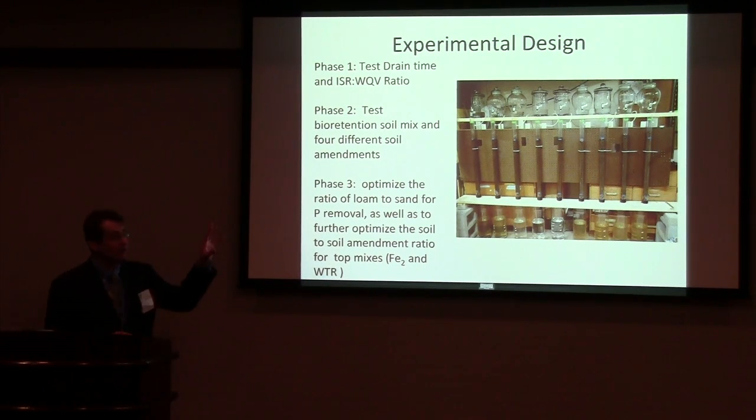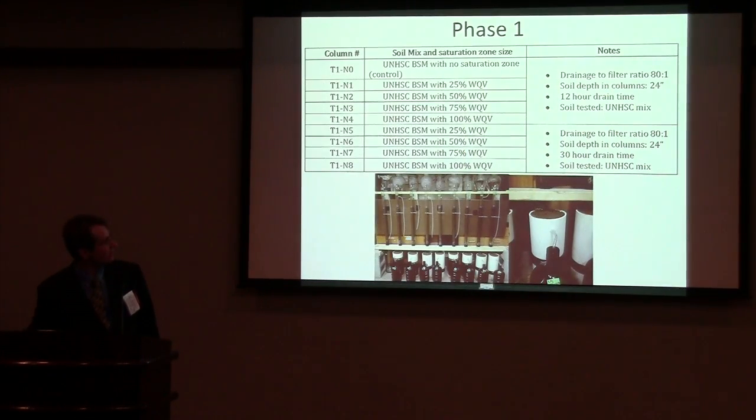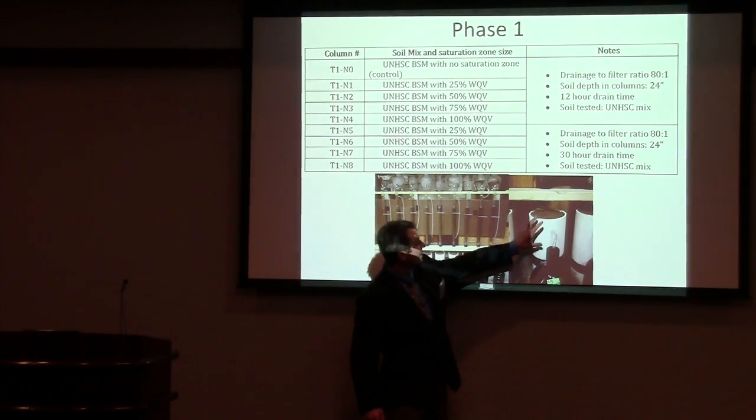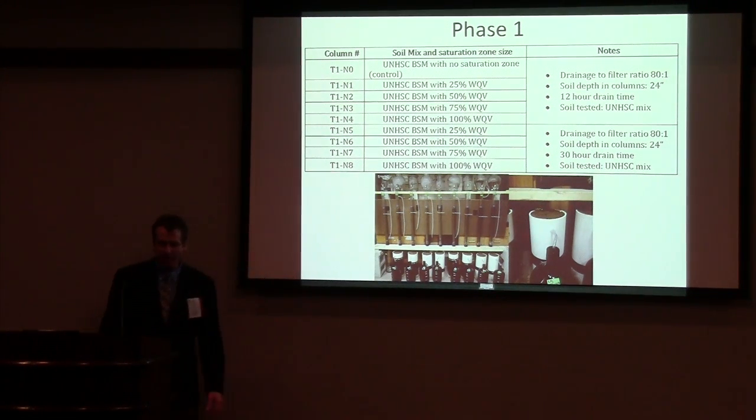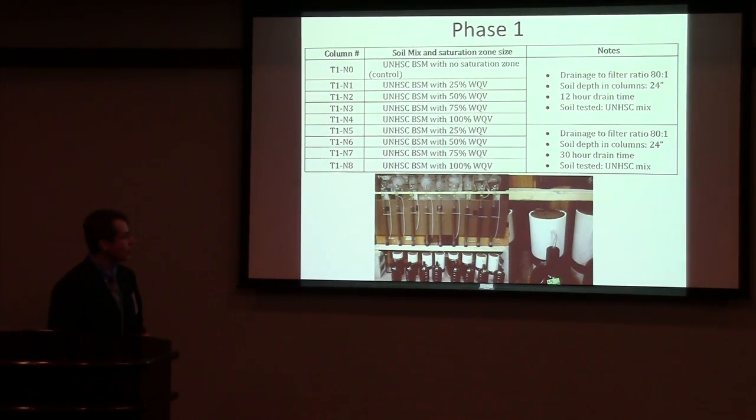And so we ran synthetic stormwater through columns, and I think the next slide shows you the setup. We had airtight columns that were mimicking the internal storage reservoir, and we altered not only the water quality volume, the ISR to WQV ratio, from 25% all the way up to 100%, but we also did a 12-hour drain time and a 30-hour drain time.